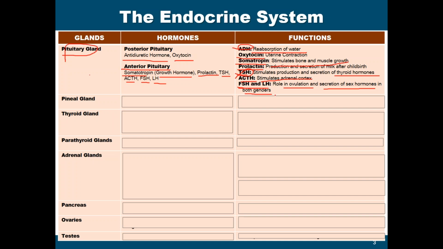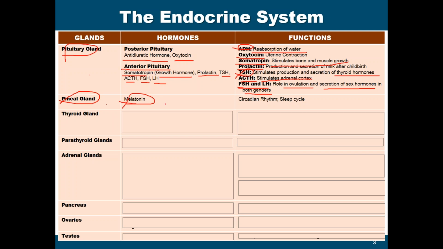And what are those sex hormones? We have the estrogen, progesterone, and your testosterone. The pineal gland is a fairly unpopular gland of the body, but it's a gland that produces melatonin.